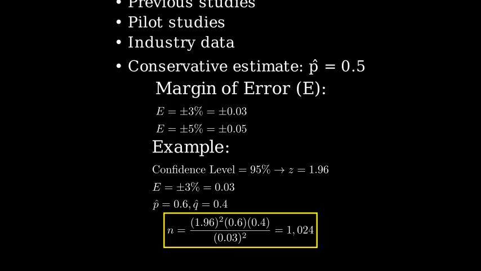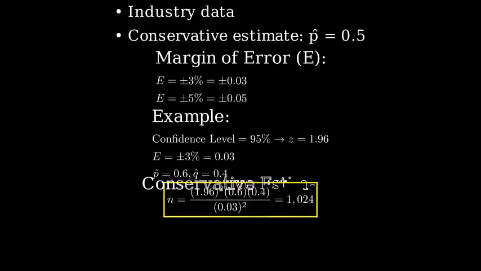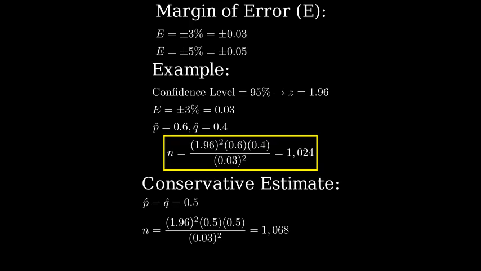If we had no prior estimate and used the conservative value of p hat equals 0.5, our required sample size would increase to 1,068 people. This larger sample size gives us more confidence in our results when we're more uncertain about the true proportion.